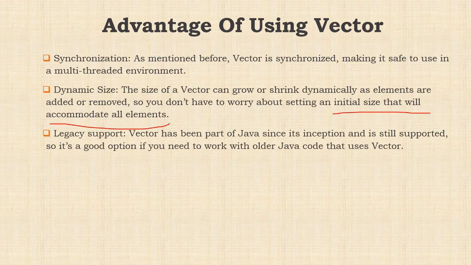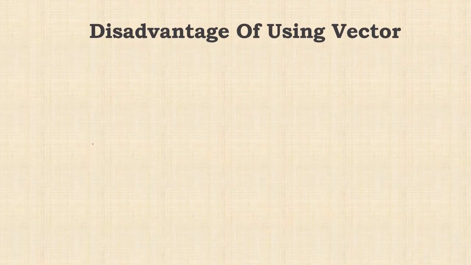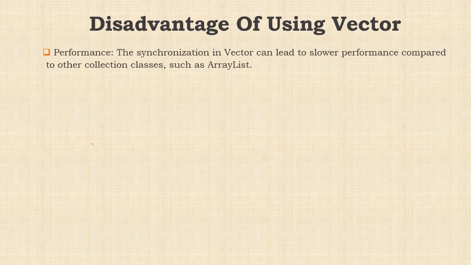And legacy support. Vector has been part of Java since its inception and is still supported. So it's a good option if you need to work with older Java code that uses vector. So it supports legacy. If you still want to use the legacy things in a legacy project, then it will be good to use. If you see it as an advantage, but nowadays no one is using vector. So this is a disadvantage of using vector.